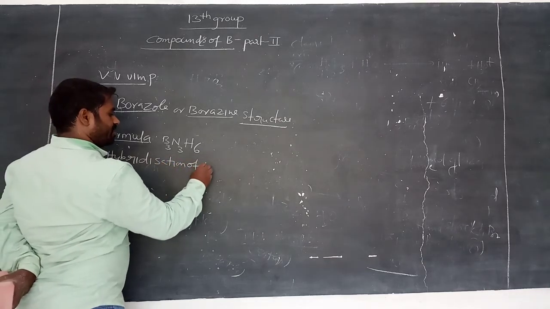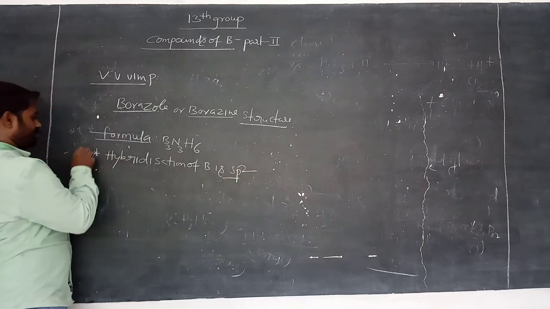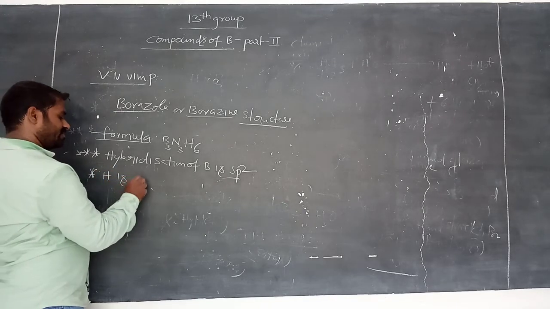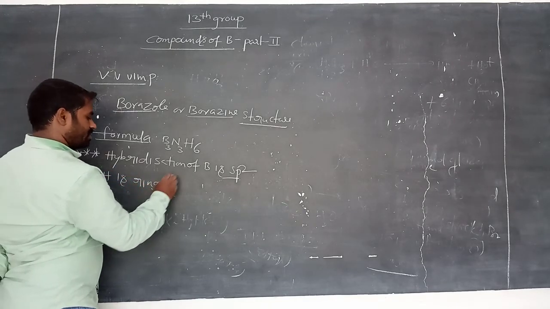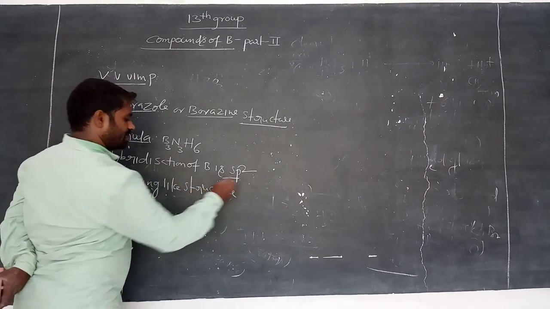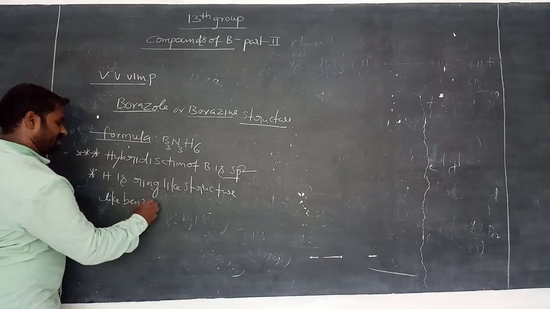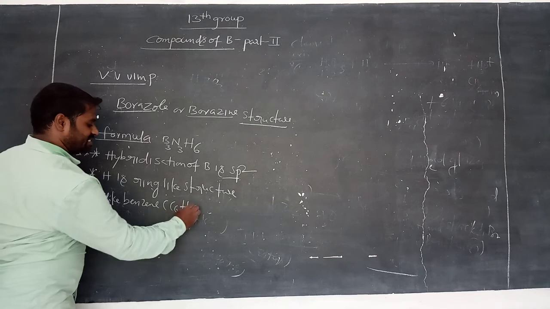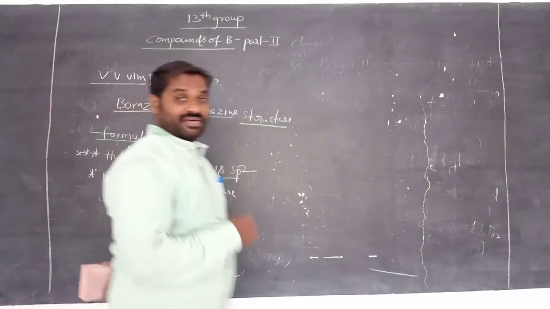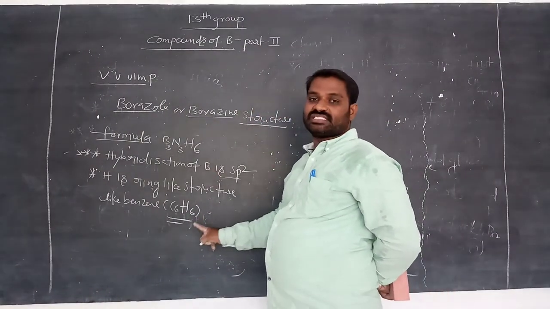Here the hybridization of boron is sp2. Important point. And it is a ring-like structure, like benzene. What is the formula for benzene? C6H6. Very important. Okay, benzene formula C6H6. So here we compare B3N3H6 to C6H6, benzene.